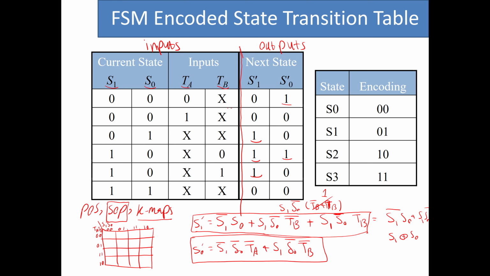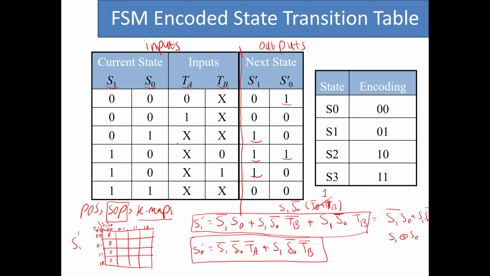For example, let's just say for S1 prime, we have 0, 0, 0, don't care, it is 0. So 0, 0, 0, 0, and also 0, 0, 0, 1. So these two cells are 0. Then we have 0, 0, 1 don't care is 0. So these two is again 0.